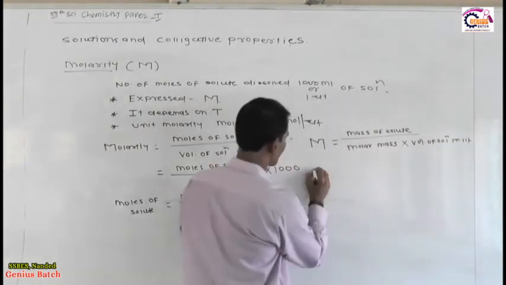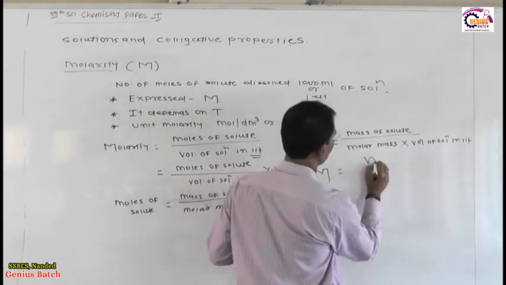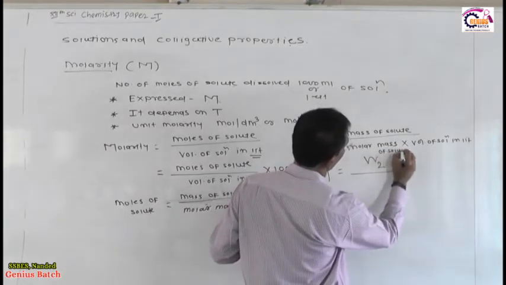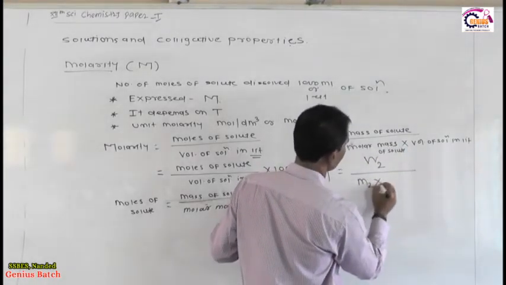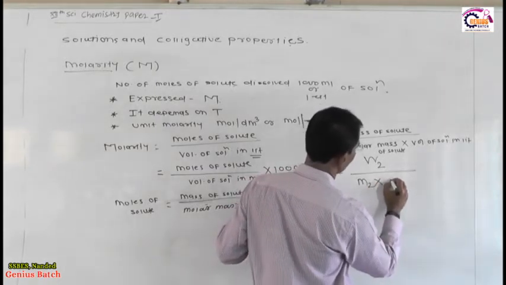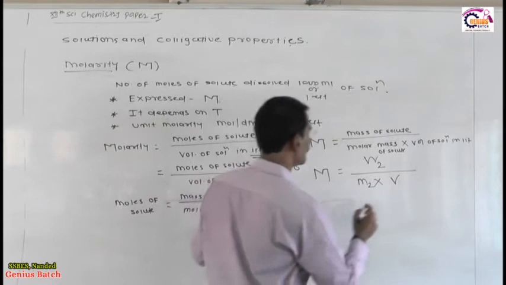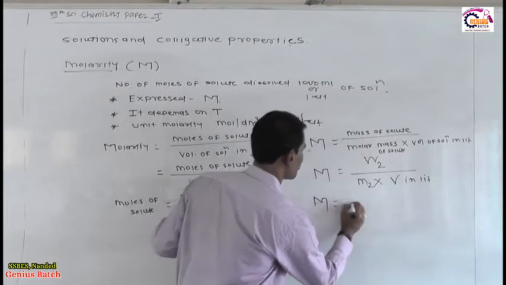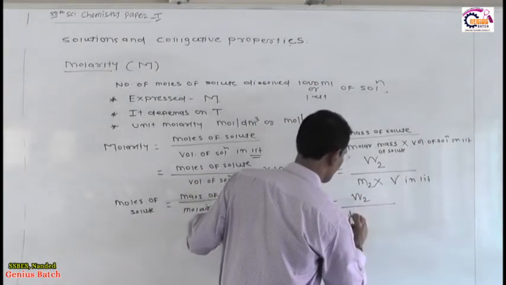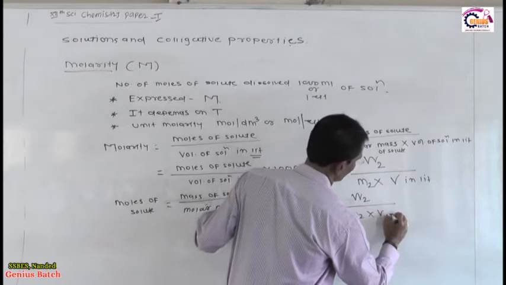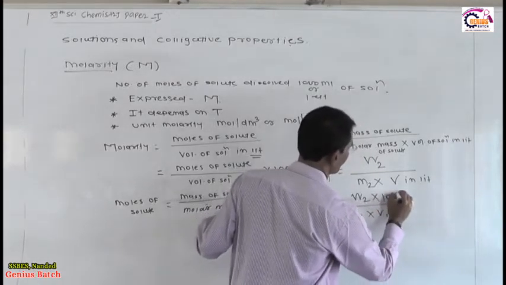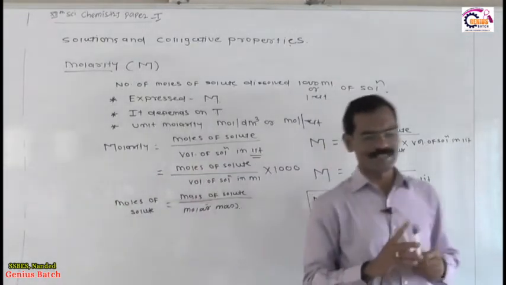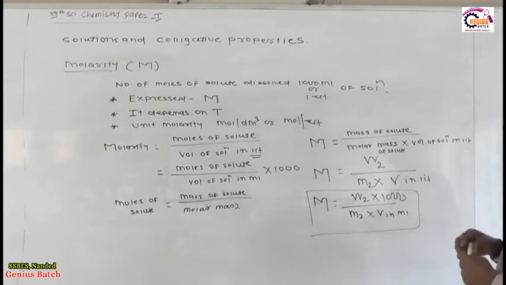In short notation, the mass of solute is W2, the molar mass of solute is M2, and V is the volume of solution. If V is in liter, M is equal to W2 divided by M2 into V. If V is in ml, then M is equal to W2 divided by M2 into V in ml, and you must put 1000 here. This is the formula by which we calculate the molarity. As per my idea, you don't have any problem related to this.